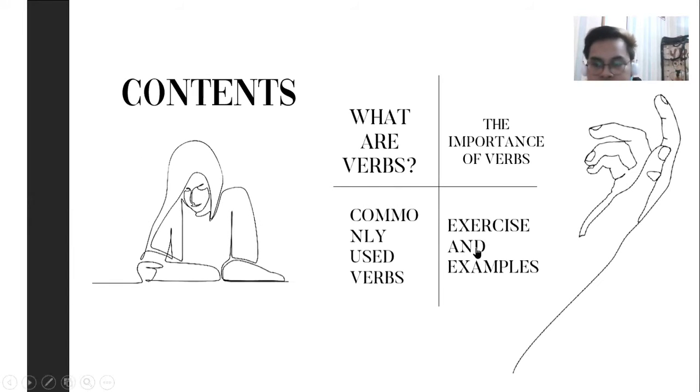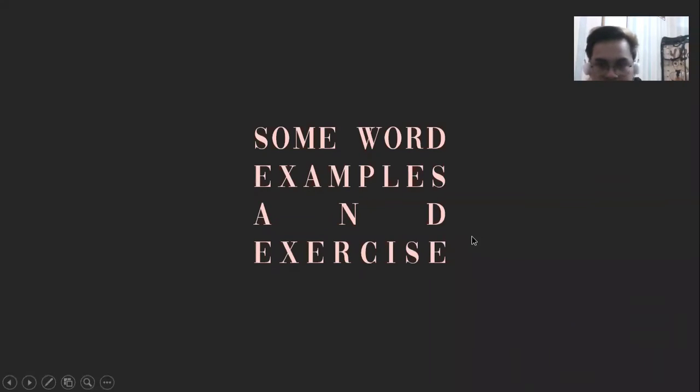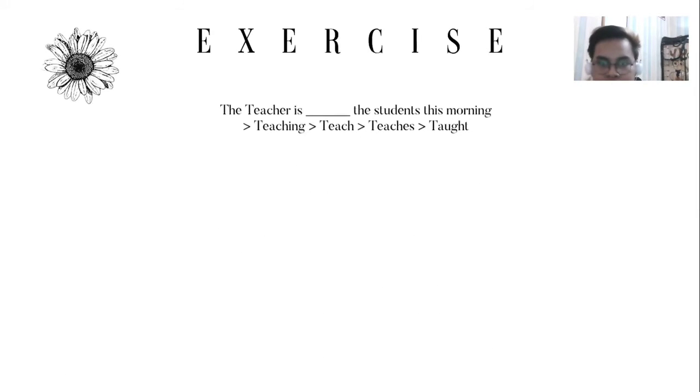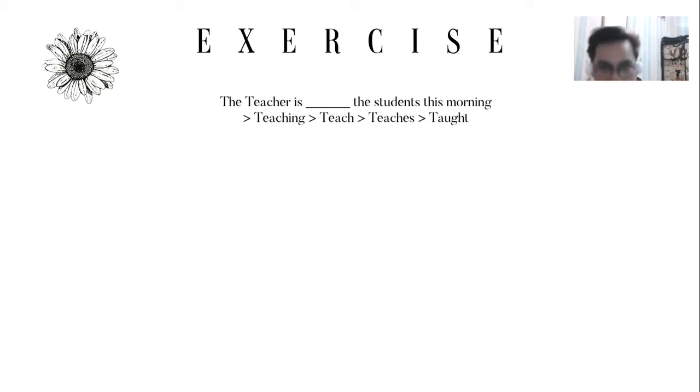And the last one is exercises and examples. So these are some word examples and exercises. The first one: the teacher is blah blah blah the students this morning.